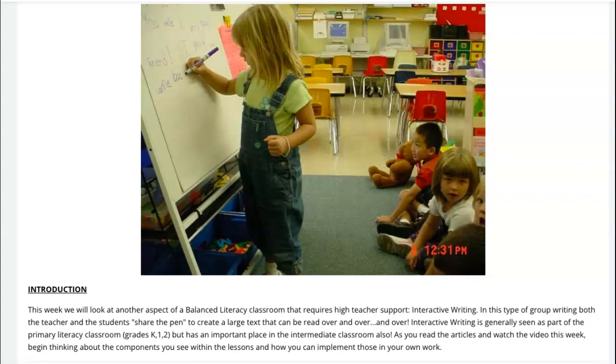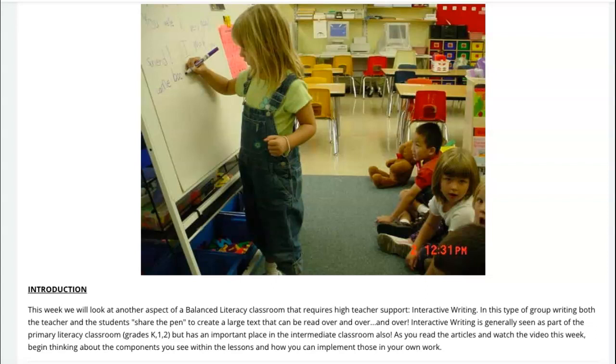Once a sentence has been composed, have the children repeat it a few times so they have it in their heads. I highly suggest that the teacher write the composed text on a Post-it note so that you will remember exactly what the children said.